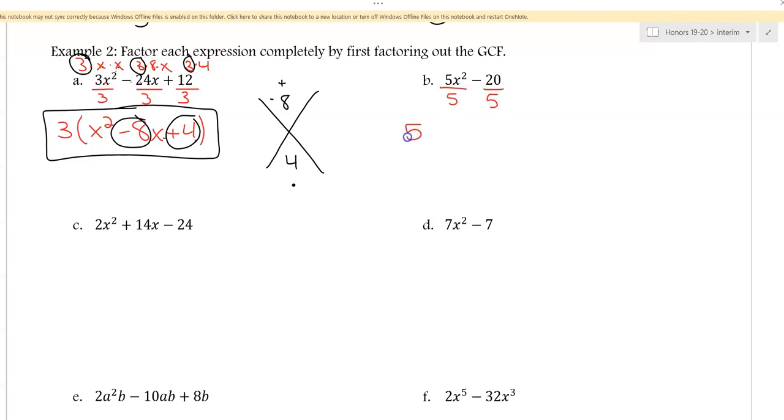So again, I'm going to move that 5 out to the front, and I have x squared minus 4. After yesterday, we should recognize this x squared minus 4 is a difference of squares. So my 5 is still on the outside, and then I have x plus 2, x minus 2. So we have completely broken that down, right? Taking on this greatest common factor allows us to have these perfect squares, where before 5 and 20 are not perfect squares.